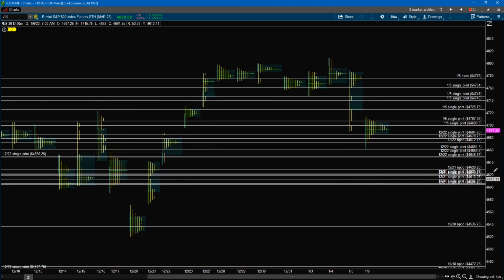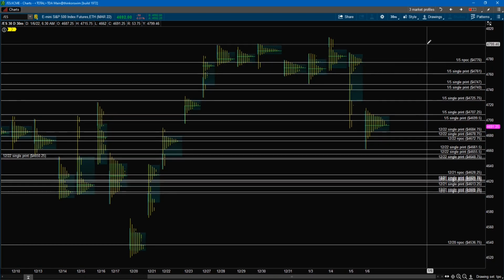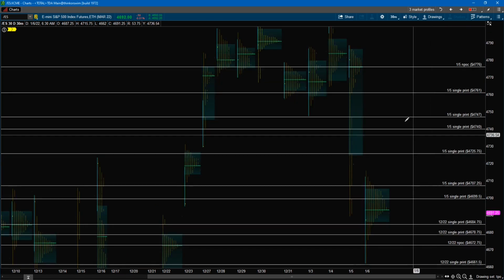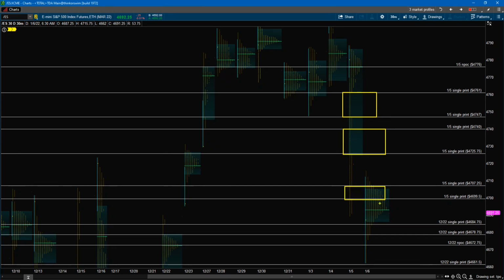We are looking at these poor structures. Right? Remember the poor structure that we talked about in the previous video. Yesterday it left this single print, and this single print, and also this single print. So what it did today, the price came up and filled the single print. Now these single prints are still unfilled, so we expect these to get filled sometime in the future. It could be tomorrow, but we don't know when. Today it came up and filled this.